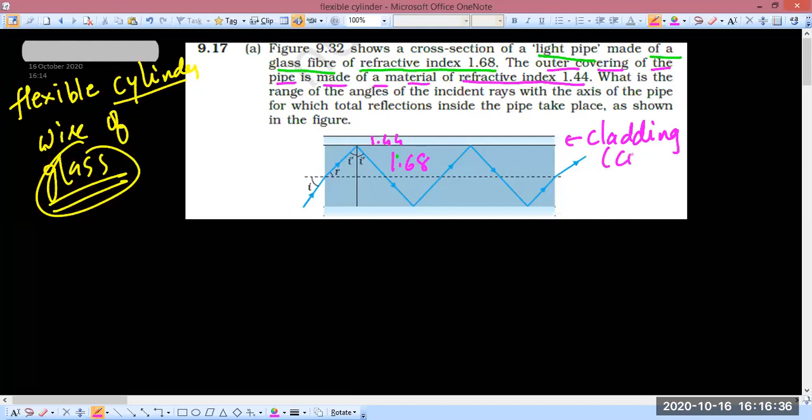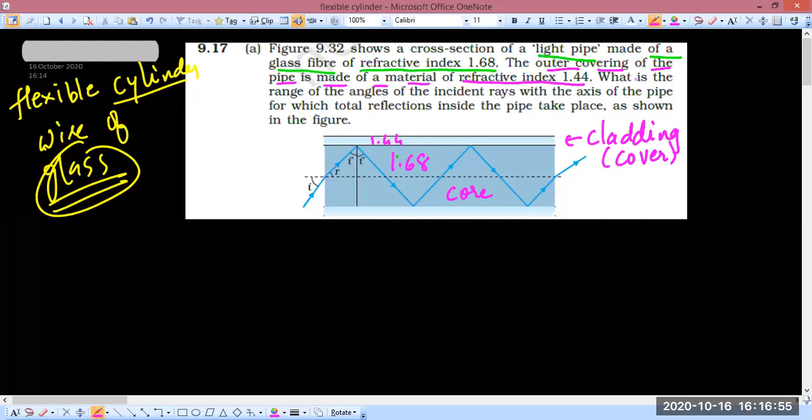Cladding means cover. Okay, and this is called core, meaning inside. It is like this on both sides. I hope you understood what I've drawn, right? The whole thing is like this, I have only shown half to keep the diagram simple.